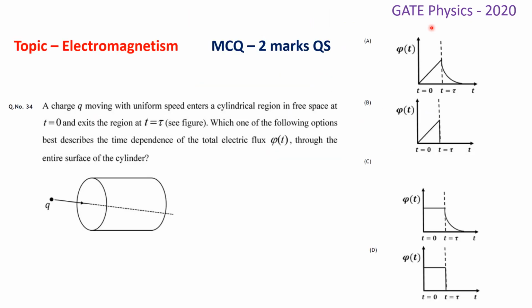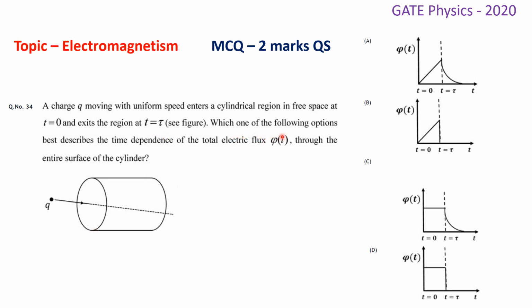This question was asked in the GATE Physics paper 2020. This is an MCQ type question having 2 marks, and the topic of the question is electromagnetism. The question is, a charge Q moving with uniform speed enters a cylindrical region in free space at t equals 0 and exits the region at t equals tau, according to the figure.